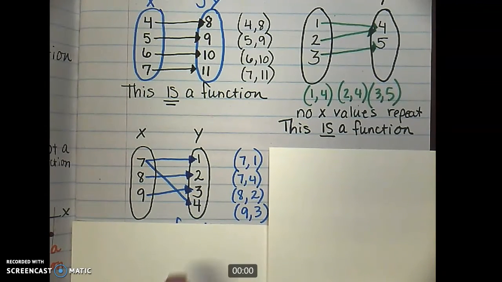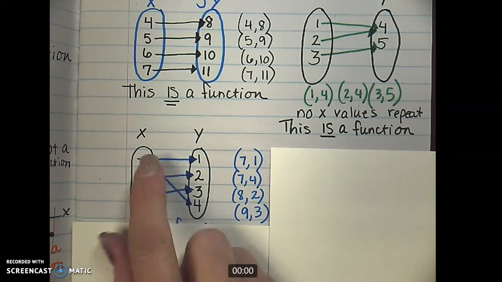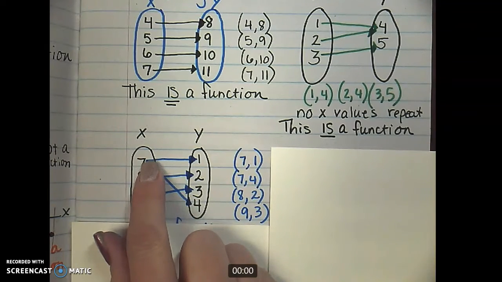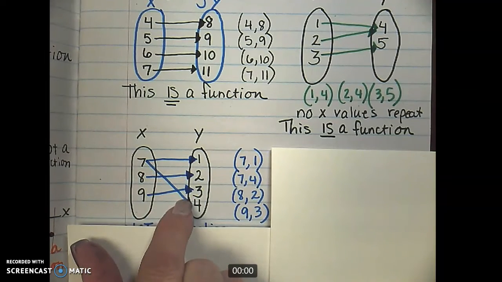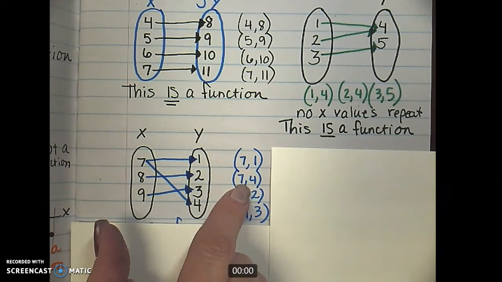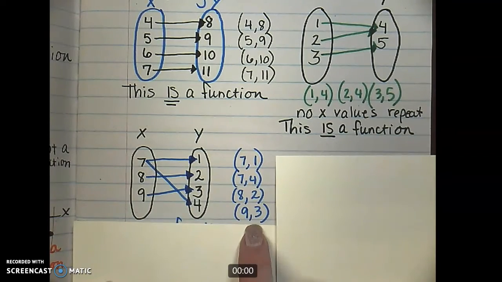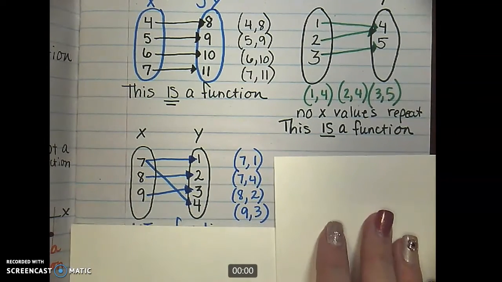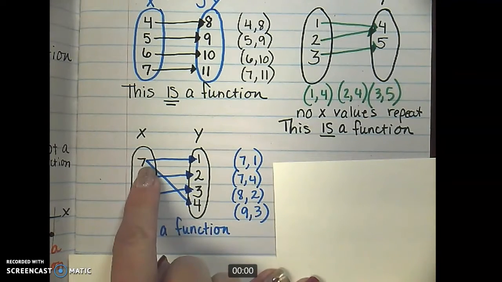Alright, so here's the deal. This one's not a function because it's using 7 more than one time. So 7 and 1, that's an ordered pair. 7, 4, that's another ordered pair. You won't see the 7 more than once, you'll just see the arrow coming from the 7 more than one time. You also have 8, 2, and 9, 3. So this one is not a function. This X value 7 is used more than one time.